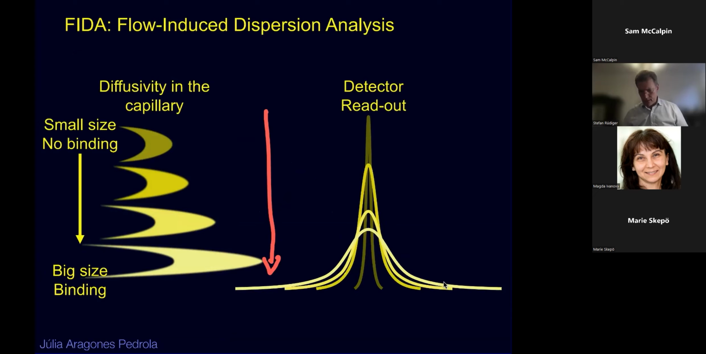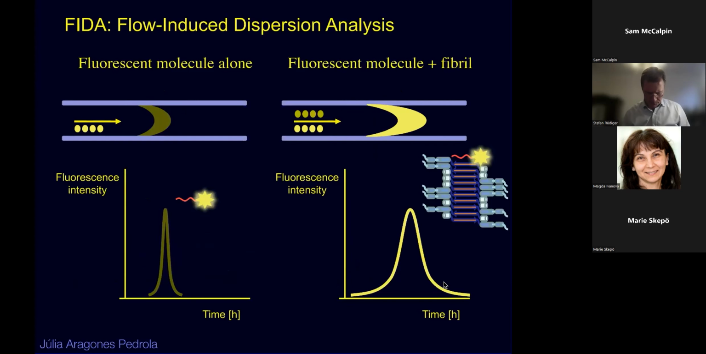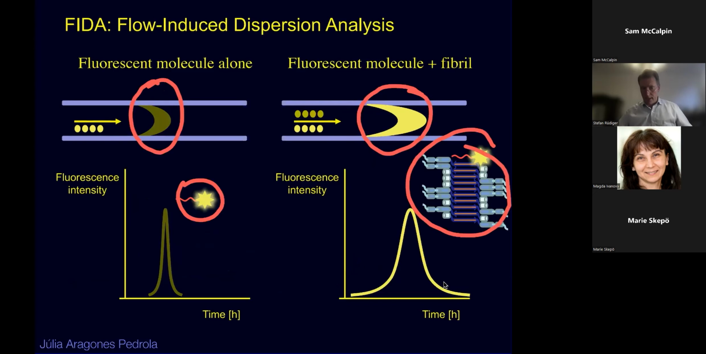As diffusion depends on the hydrodynamic radius, or the apparent hydrodynamic radius, you can actually get a readout for the size of your molecule. That's quite interesting when you want to observe the size of aggregates, because if you have just a small particle, you get quite a narrow parabolic profile. If your small particle binds to something big, for example, instead of the monomer it binds to an aggregate, you get a wider profile.